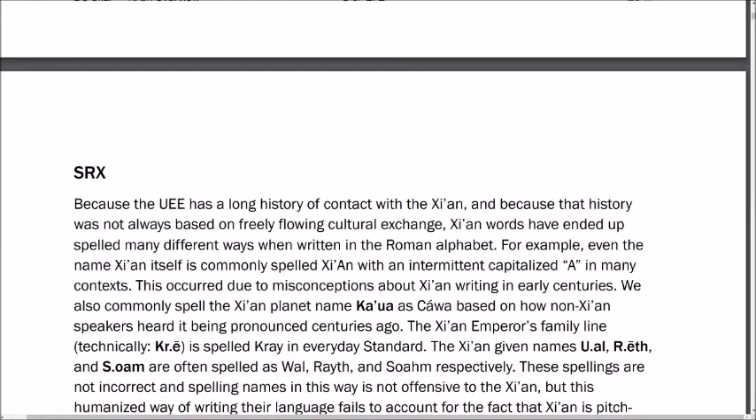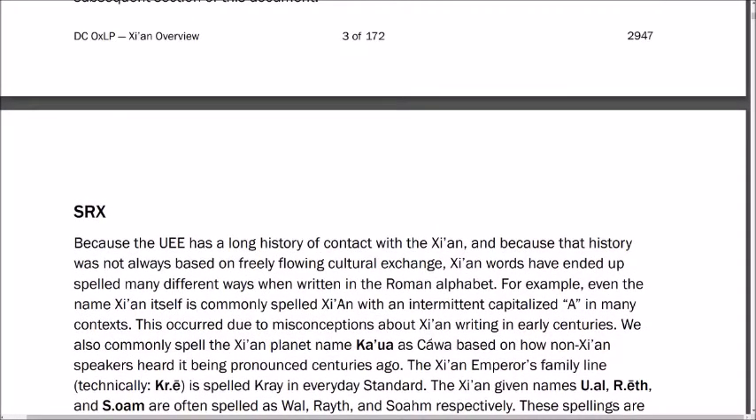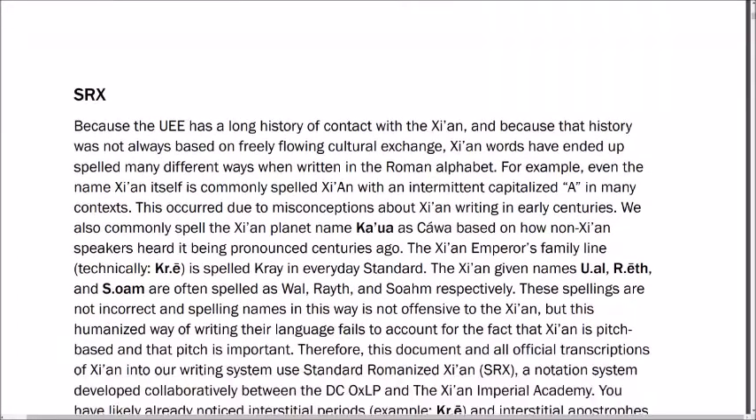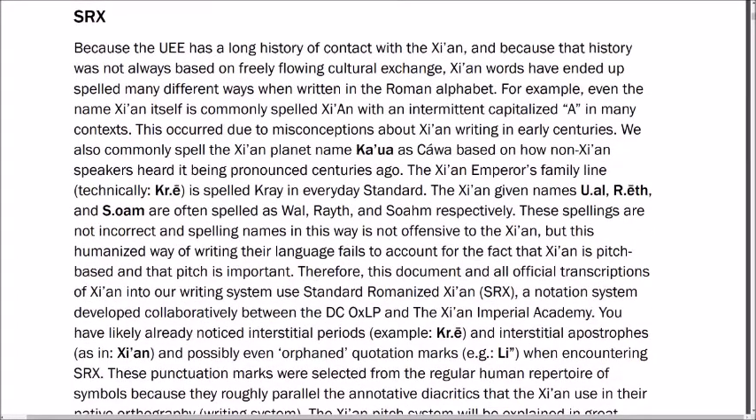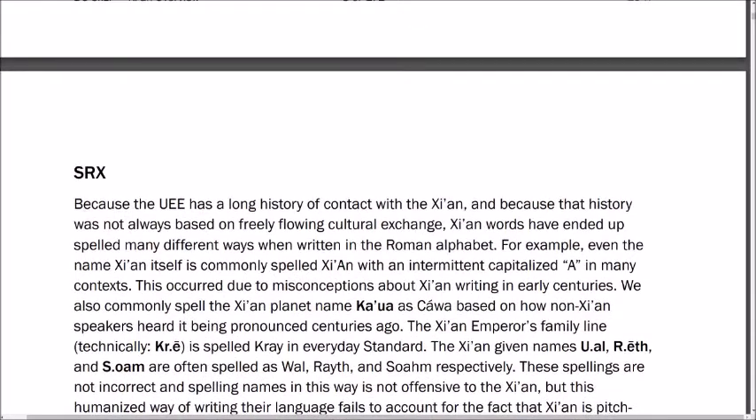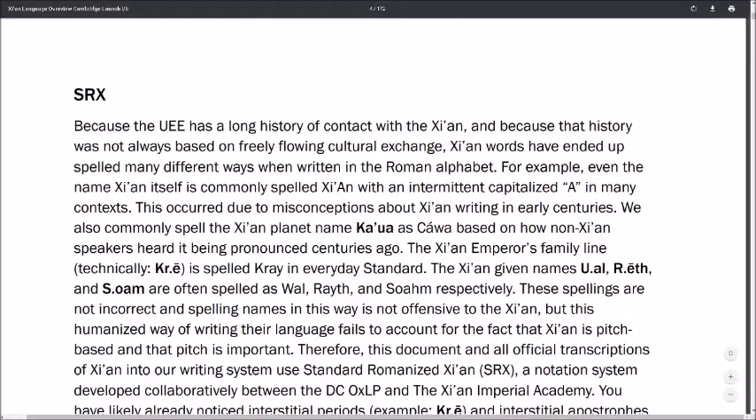DCOXLP, Xi'an Overview. 3 of 172-2947. Xinte in the typeface title Xintlia set in itself.